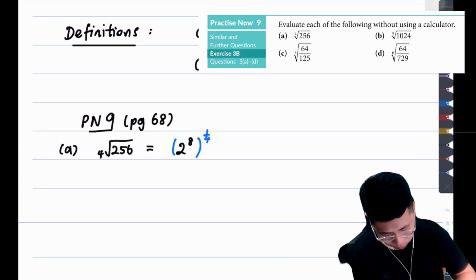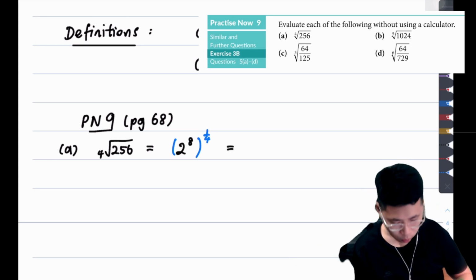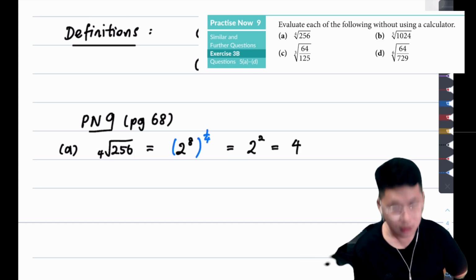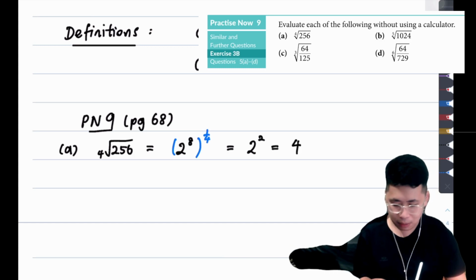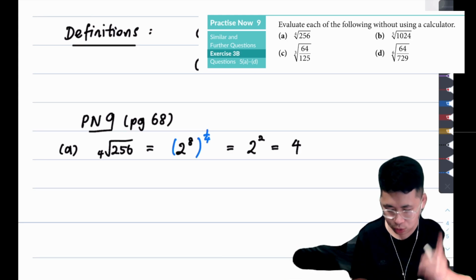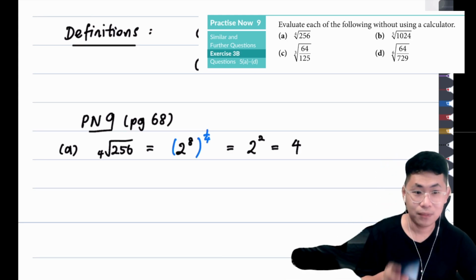So what does this equal to? 8 times 1/4 would give me 2. So 2 squared is equal to 4. And we can double check with our calculator, right? The 4th root of 256 should give us 4 as well, alright?